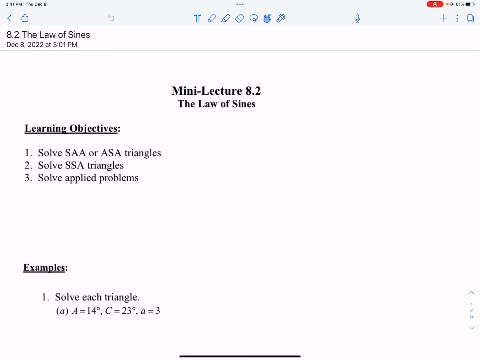Welcome to 8.2, the law of sines. Some of our objectives are to solve side-angle-angle or angle-side-angle triangles, take a look at solving side-side-angle triangles, and solve applied problems.